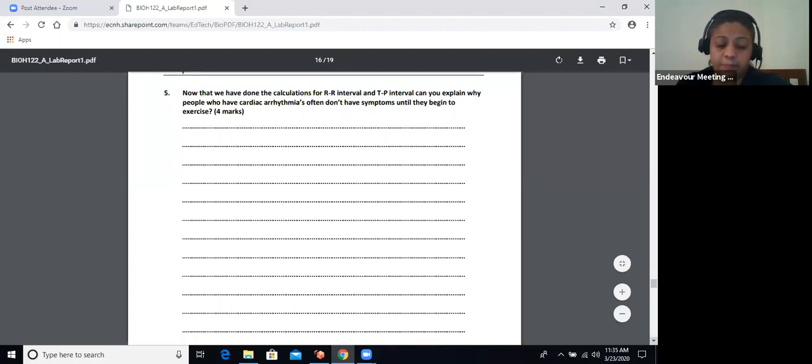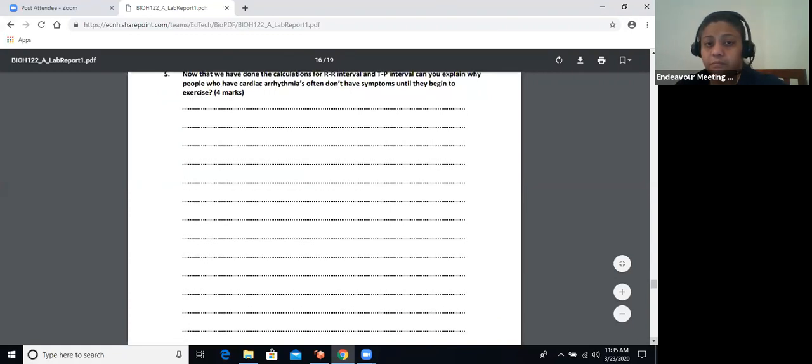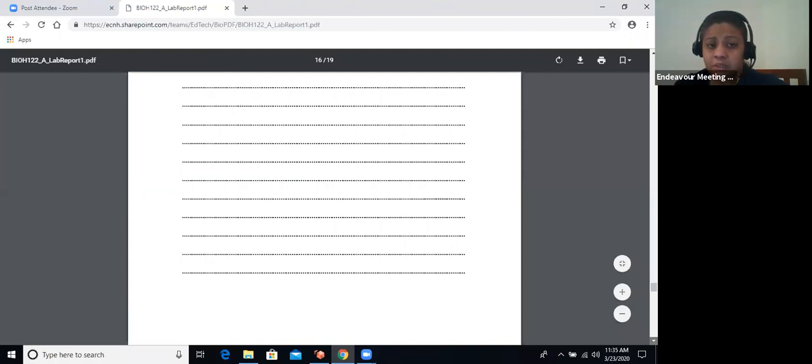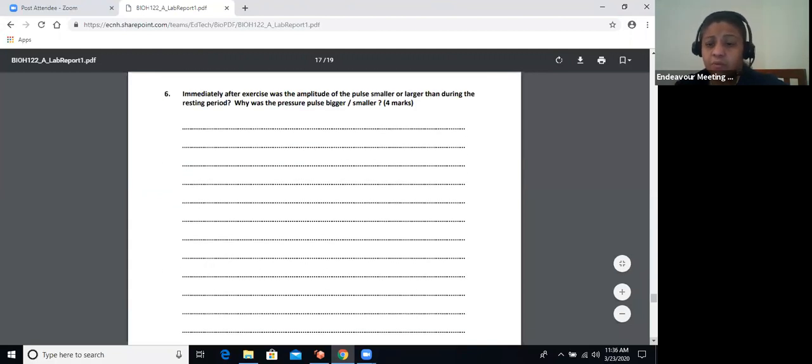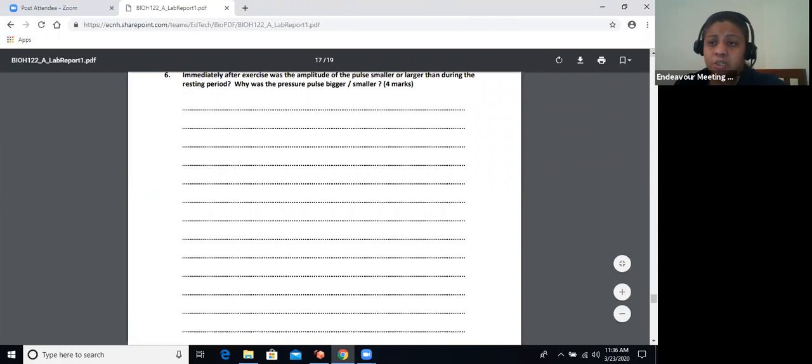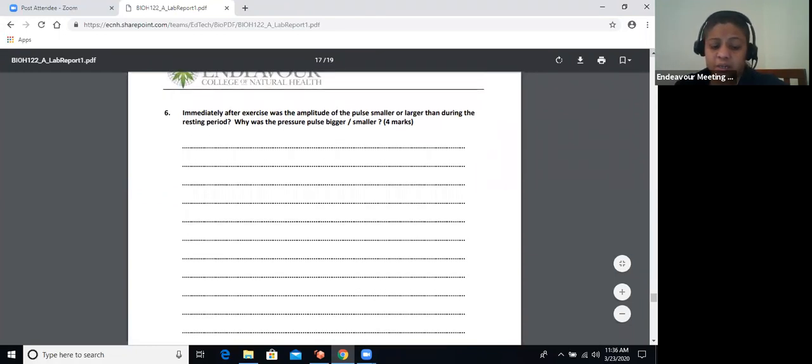So you will have to research a little bit over here about the cardiac arrhythmias, and then relate it back to the changes in the TP interval and the RR interval that you are given from the data. Okay, so that's basically the questions. And then again, the same thing is happening for the pulse amplitude. Whatever changes you see in the pulse amplitude in the data given to you, that is what you are explaining.